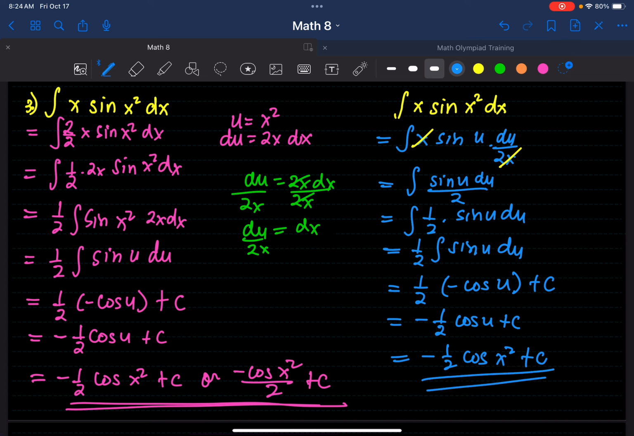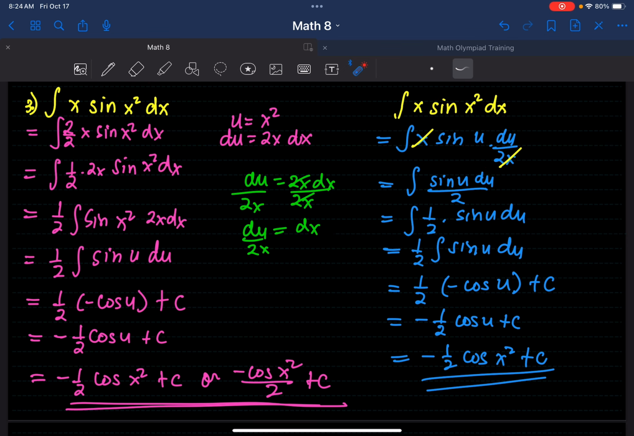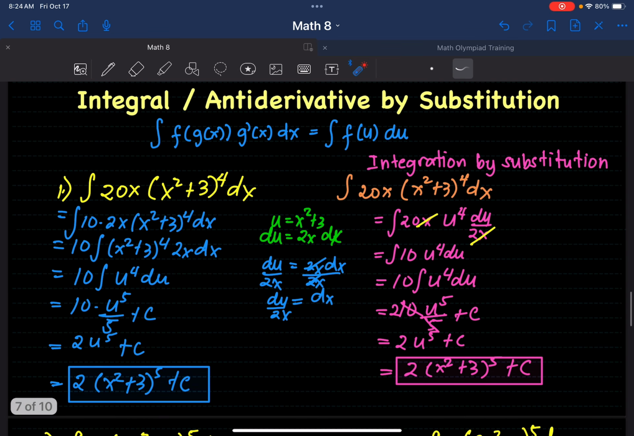So these are the two ways to solve antiderivatives by substitution. It's up to you if you like this or like this. I just showed you two ways. It's up to you how you are going to find the integral of a function by substitution.